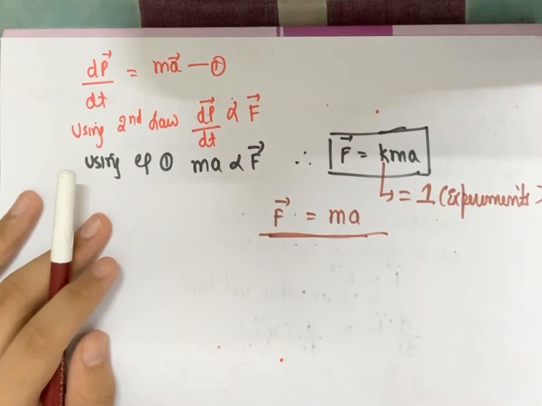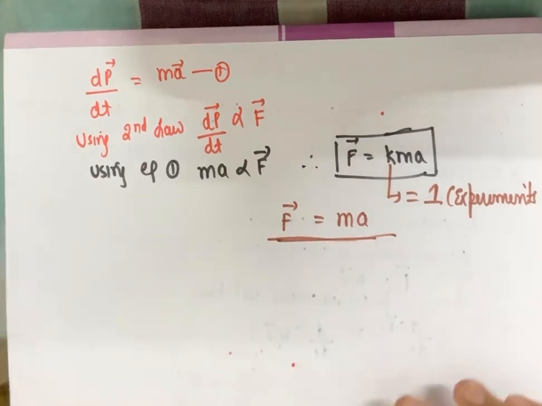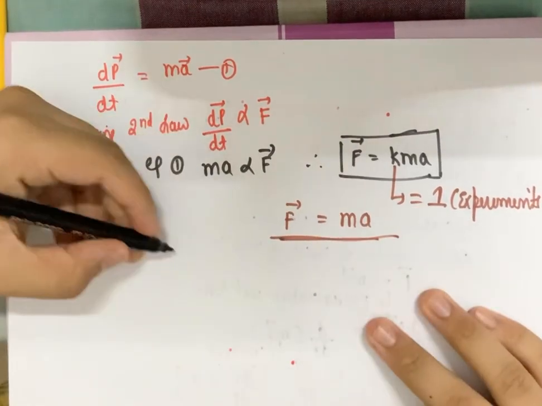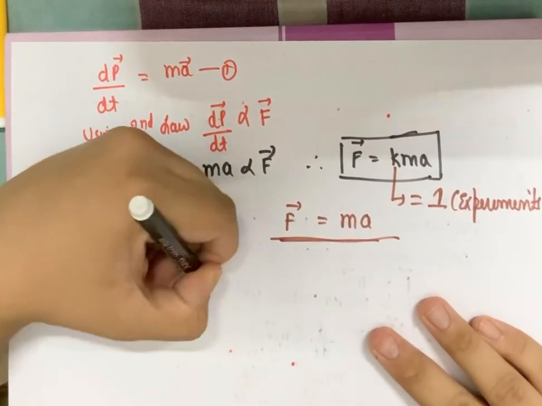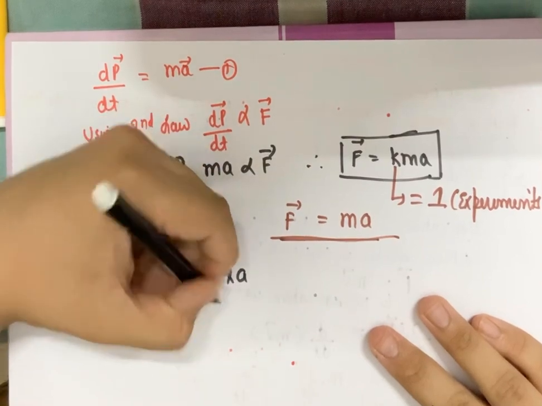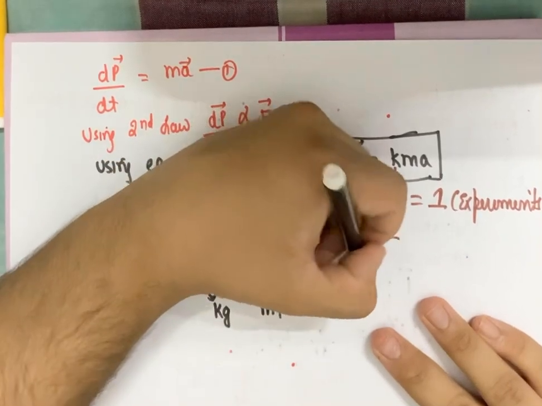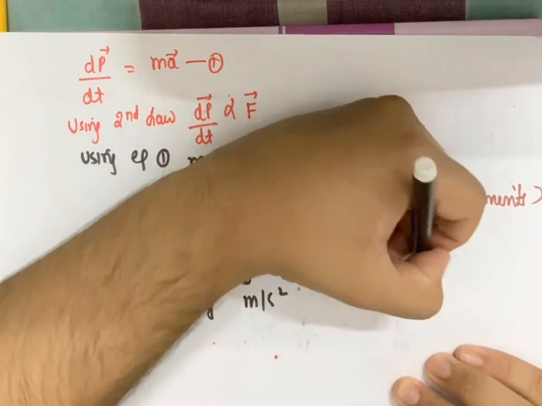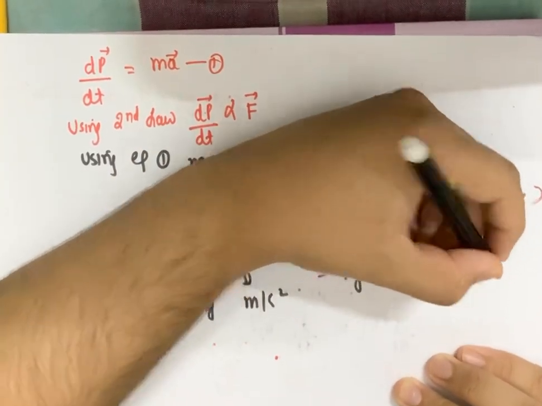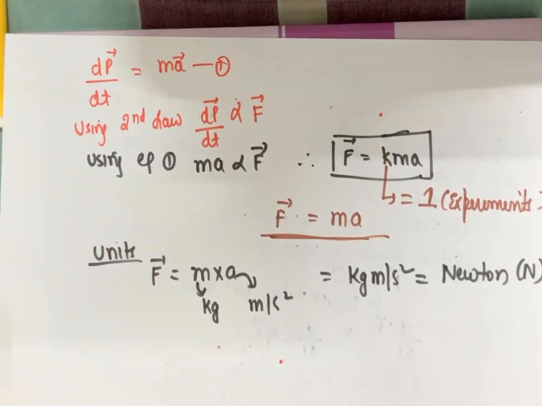Now from this derivation there is one more thing we can be asked about, which is the units of force. Units we always get from the formula. Force is equal to mass into acceleration. What is the unit of mass? Kilogram. And what is the unit of acceleration? Meter per second square. So the unit of force is kg meter per second square, and the value of this kg meter per second square is equal to Newton, named after the scientist Newton, which is denoted by N. So hence the unit of force is Newton, which is equal to kilogram meter per second square.